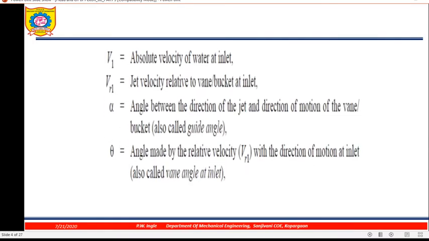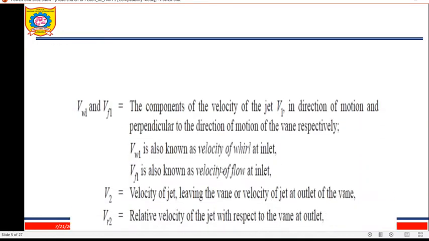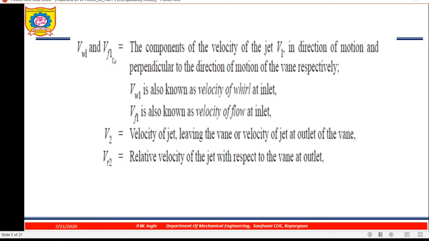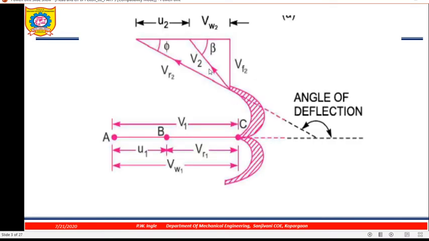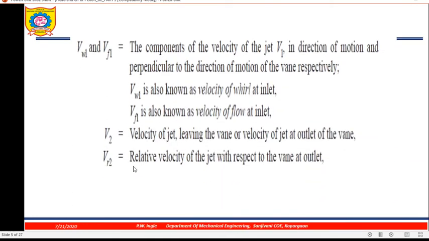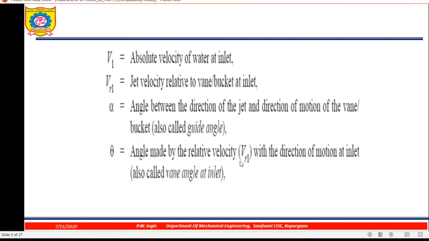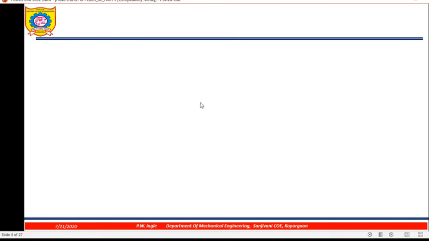V1 is the absolute velocity of water at inlet. Vr1 is the jet velocity relative to vane or bucket at inlet. Alpha is the angle between direction of jet and direction of motion of vane or bucket, so alpha is 0. Theta is the angle made by relative velocity, it is also 0. Vw1 is the velocity of whirl and Vf1 is the velocity of flow, so Vf1 is also 0. V2 is the velocity of jet leaving the vane. Vr2 is the relative velocity of jet with respect to vane at outlet.